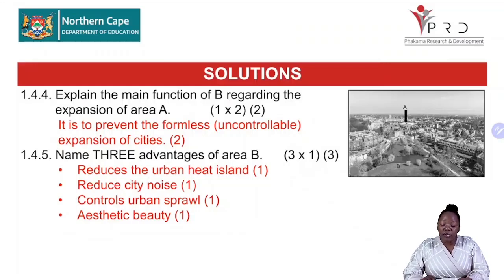And also it will reduce the city noise. It is clustered, it is overcrowded, therefore there is a lot of noise. And it will also control the urban sprawl. And also lastly, the aesthetic beauty. You see that area, because of the vegetation, also it will create the area to be beautiful.